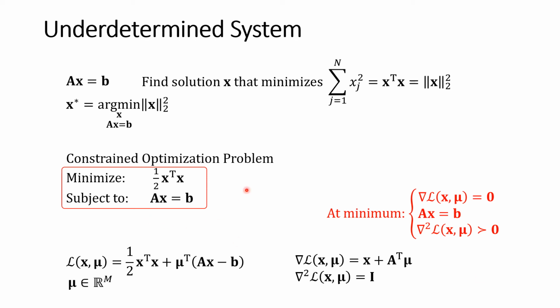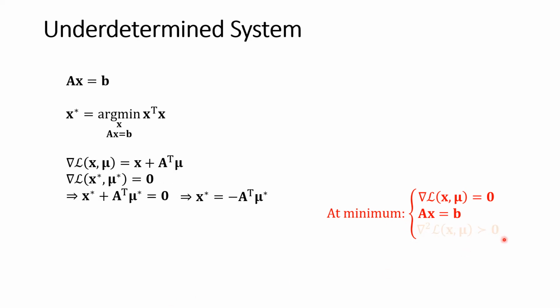Now, we want to find the constraint minimum of this problem, and we know that these are the conditions that must be satisfied at the constraint minimum. The derivative del of L must be equal to 0. The constraint Ax equals b has to be satisfied at the minimum, and the second derivative of L has to be positive definite. Here, the second derivative is equal to the identity matrix, and we know that that's positive definite. So, this condition for the constrained minimum is already satisfied, and we can ignore it.